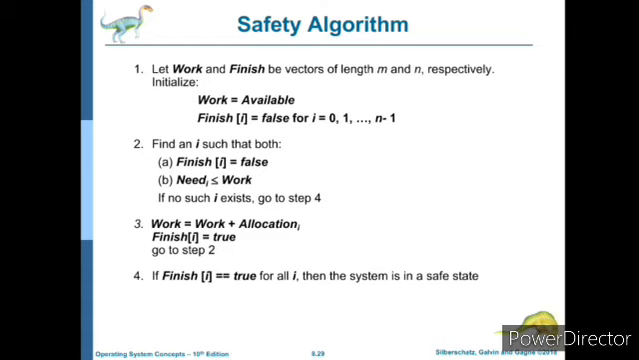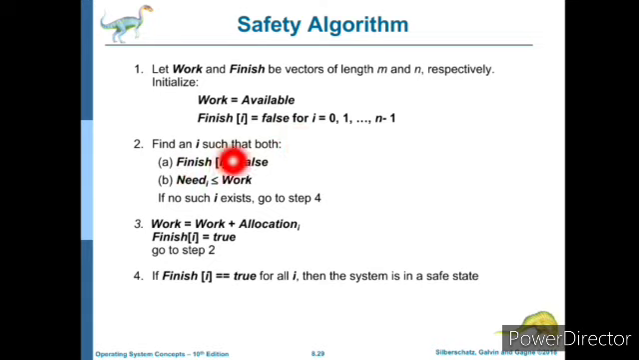First step is, let Work and Finish be vectors of length m and n respectively. So first we need to consider two vectors, Work and Finish. They are initialized with Work equal to Available and Finish[i] equal to false for all i from 0 to n minus 1. That is, we have n number of processes, and for each process Finish[i] is equal to false.